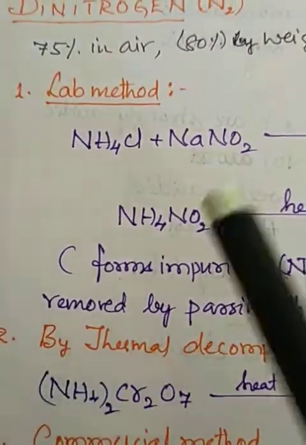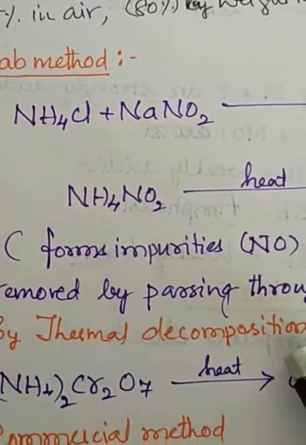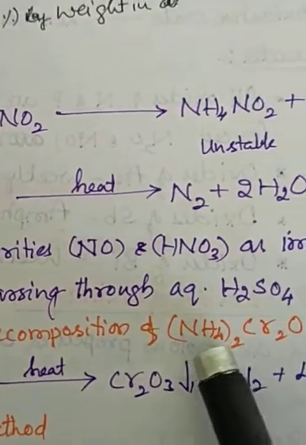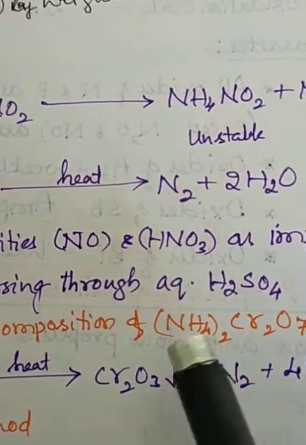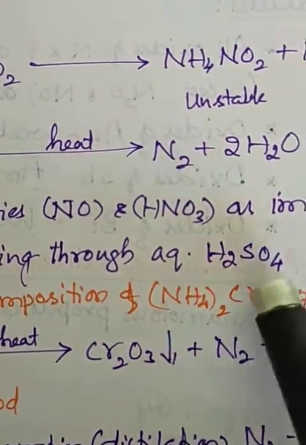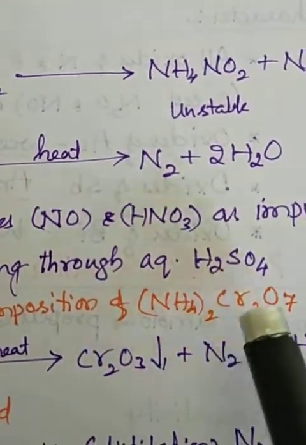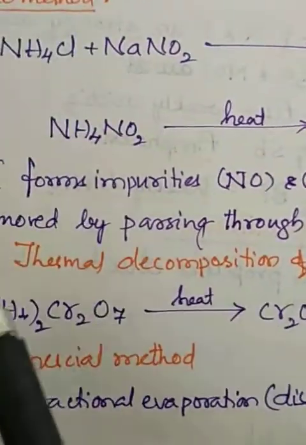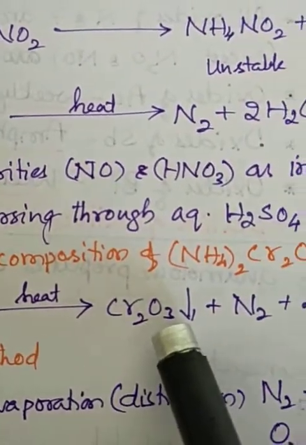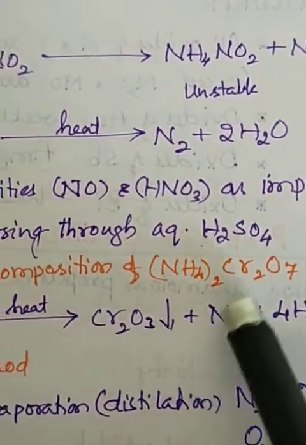The second way to prepare dinitrogen is by thermal decomposition. Another method of preparation of nitrogen is by thermal decomposition of ammonium dichromate, (NH4)2Cr2O7. Keep this term in mind. When ammonium dichromate is heated, it forms chromium oxide, nitrogen, and water. Here we got our required dinitrogen.